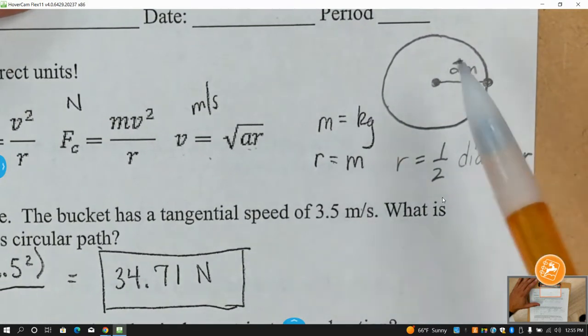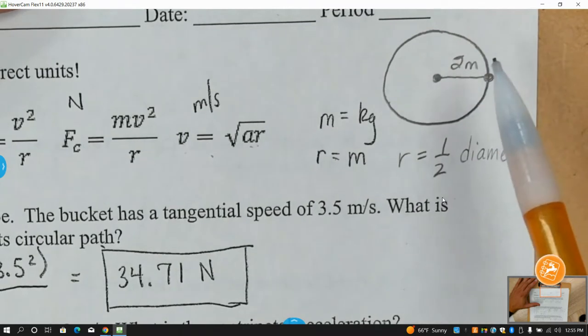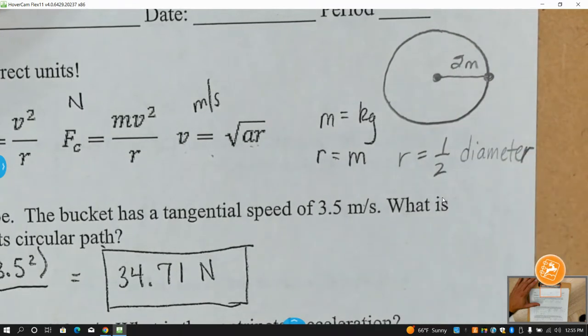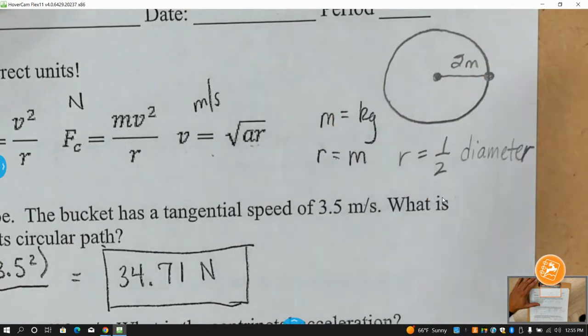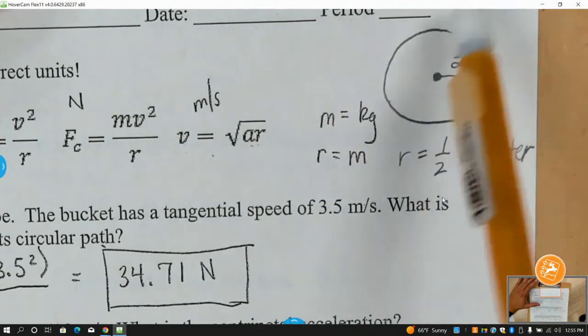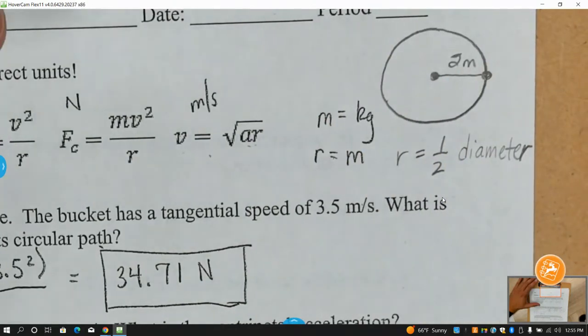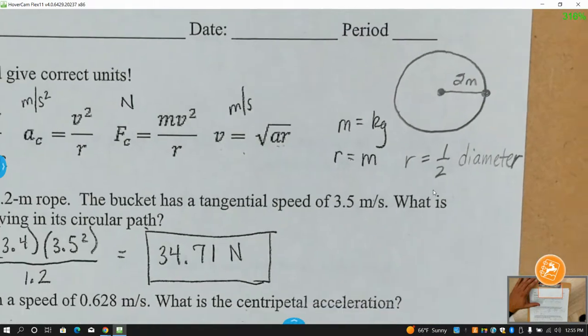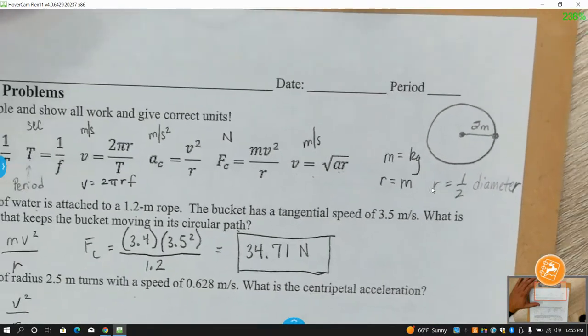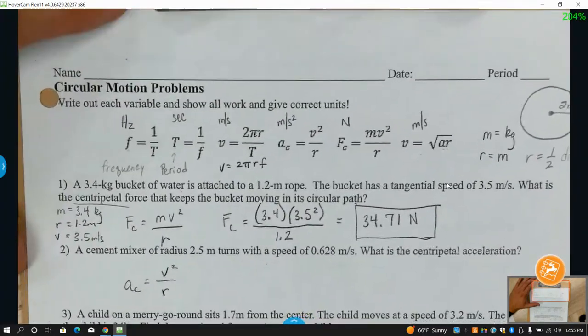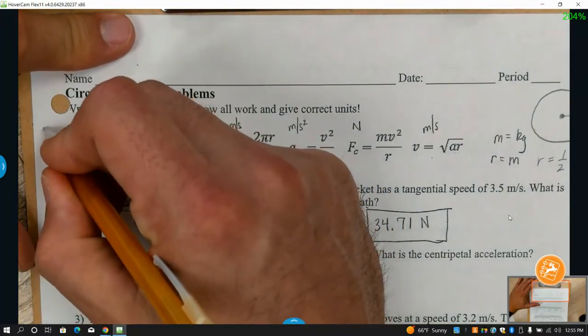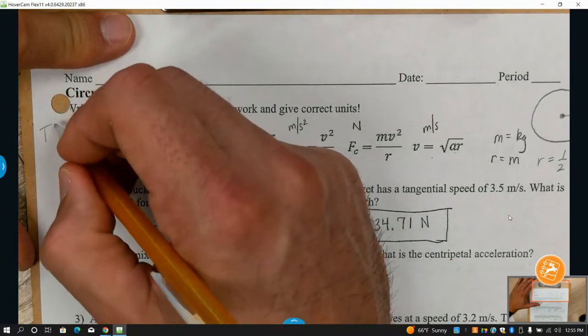Okay. I believe there is going to be a problem where they may not tell you radius or diameter, but if you have something with a certain length and you're swinging it overhead, then yes, that is going to be your radius. And the other two things that you would need that should help you solve the rest of the problems were from the notes from yesterday. Period, capital T.